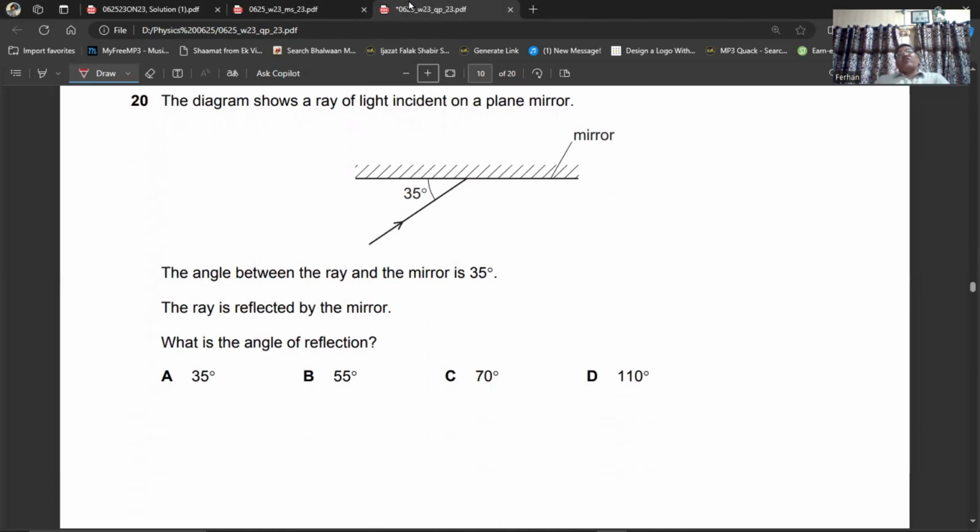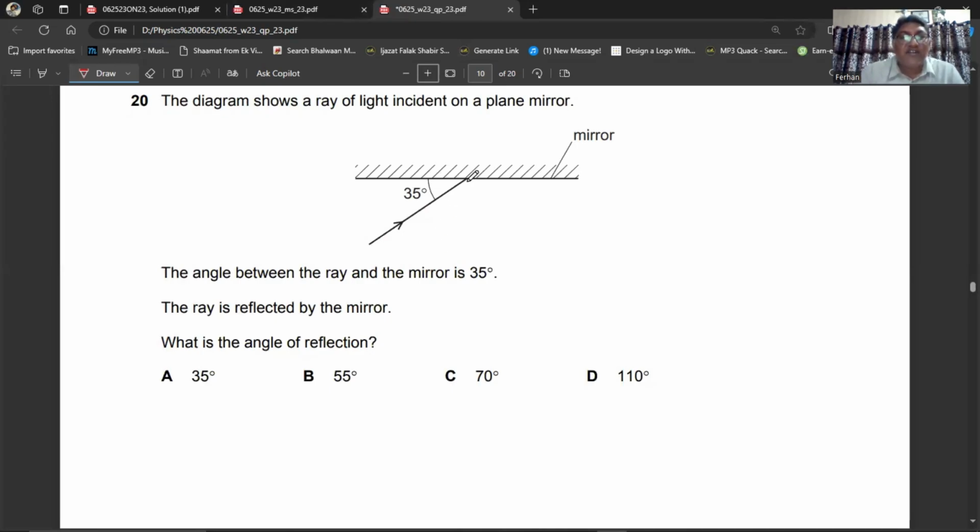Question number 20. The diagram shows a ray of light incident on a plane mirror. The angle between the ray and the mirror is 35. The ray is reflected by the mirror. What is the angle of reflection? So we want to find out the angle of reflection.